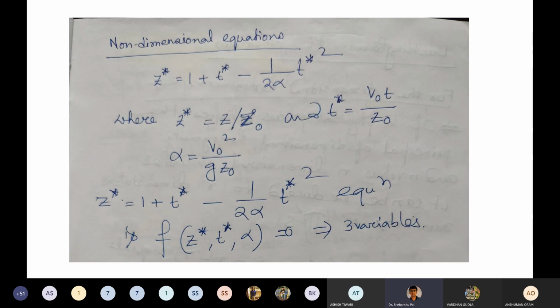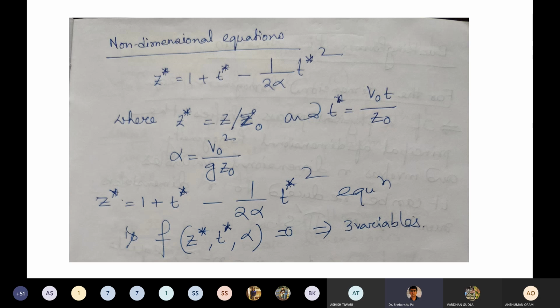Now you go for the non-dimensional equation. If you see here, we have z star equals 1 plus... so z star, if you go for the star variables, is z by z0, and t star is v0 t by z0. If you put such ratios, as I already told, if you want to reduce things, you always have to go for ratios.